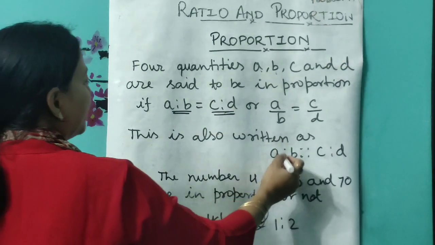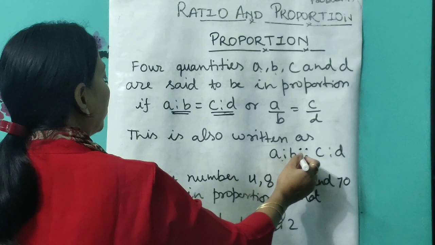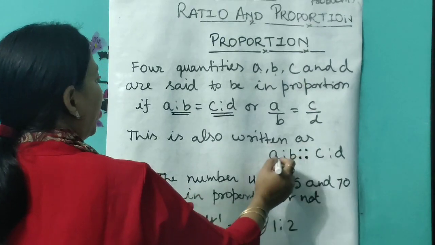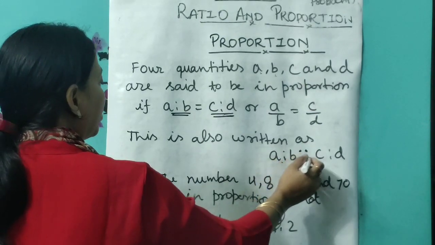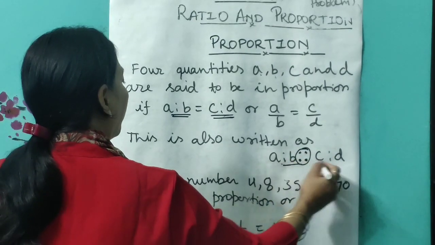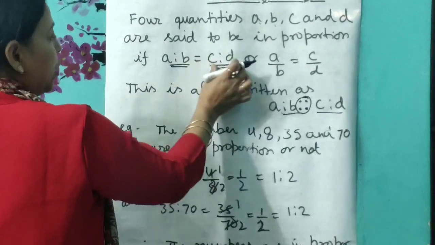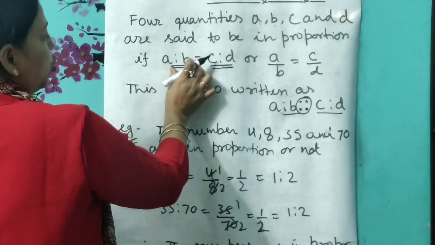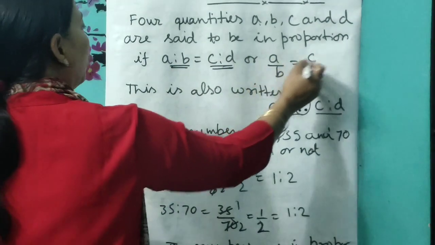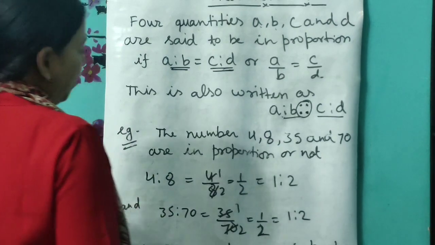This can be written as A is to B, then four dots. The four dots represent the proportion. So A is to B is in proportion to C is to D. This is the symbol for the proportion. So if two ratios are equal, that is A by B is equal to C by D, then these four numbers are said to be in proportion.